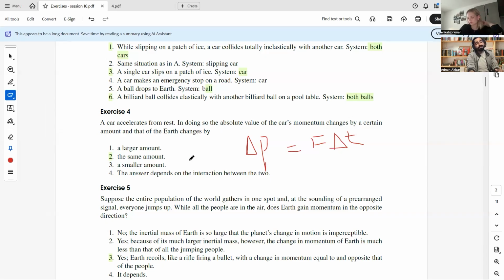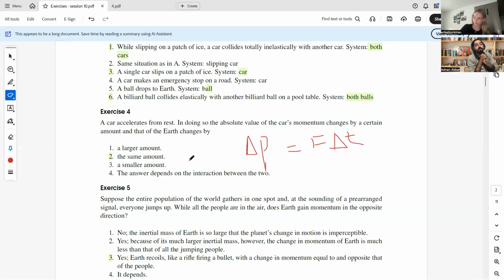So a large amount is not possible, because if the car is applying the force on the Earth in time delta, in the same time Earth is also applying the force on the car in time delta. So there is no increase of momentum, because the same amount of force is applied here, the same velocity is gained by the car as it is applying on the Earth. So it is not possible for the momentum to increase by a large amount.